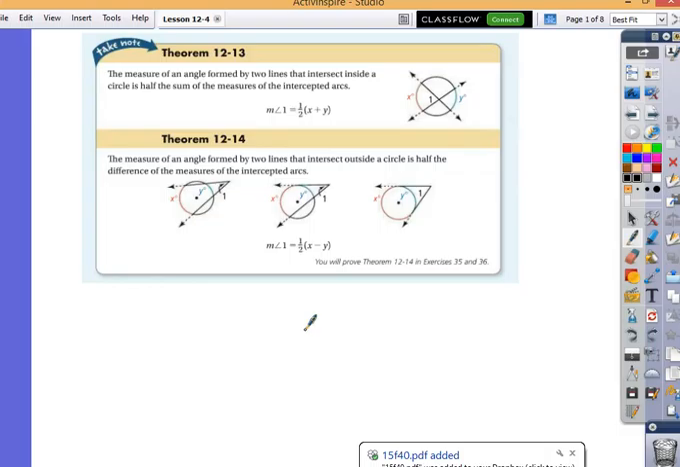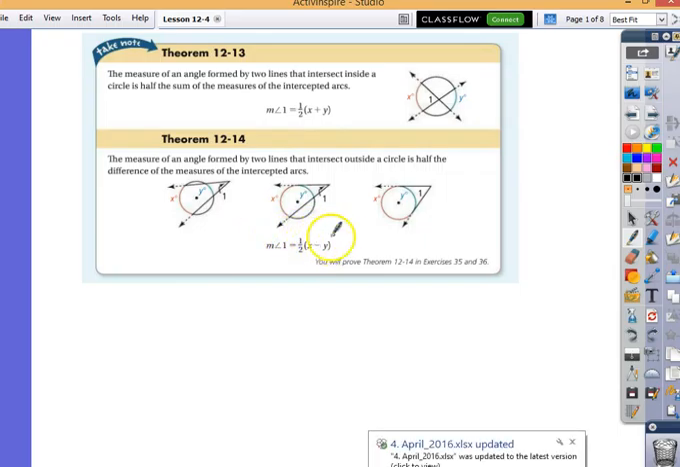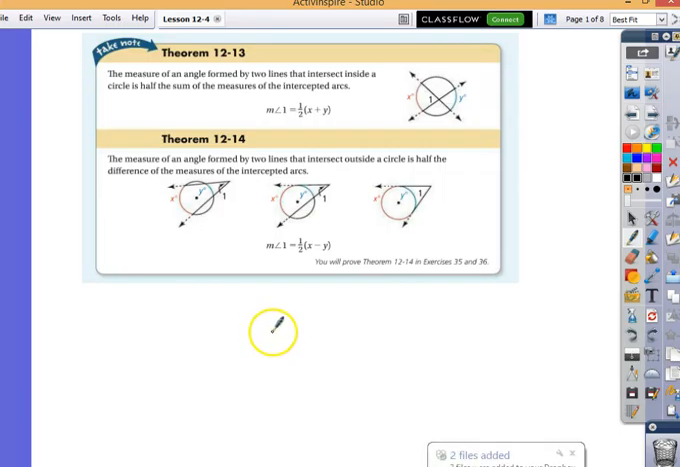And we've basically got two cases here. We've got cases where we're going to take half of the sum of the two arcs, and we've got cases where we're going to take half of the difference of the two arcs. And anytime we're taking the difference of two arcs, it'll always be the bigger arc minus the smaller arc. So let me just look at those two cases and go into a little bit of detail.